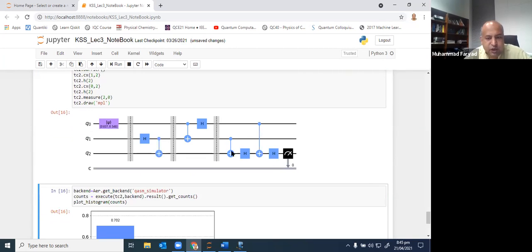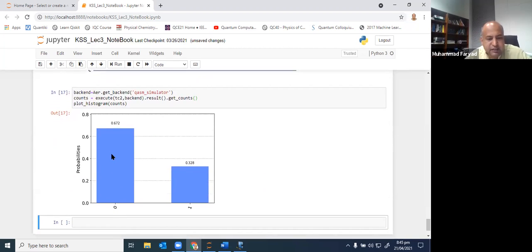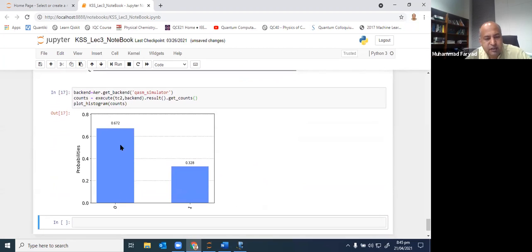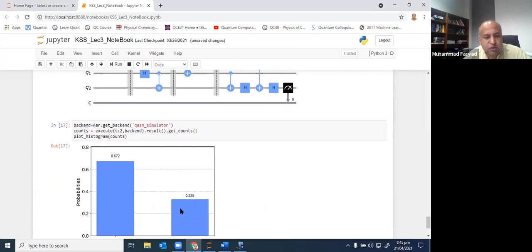Okay, so let me show it in terms of measurements. I now have placed a measurement at the end of Q2, because by measuring using a simulator, we can see that our state has been transported to the state that we want. We wanted to copy this 0.83, 0.54 state, which is essentially 0.7, 0.3. And once we measure, we see that the probabilities match 0.7 and 0.3 that we want. And we can make this probability even better by increasing the number of shots.